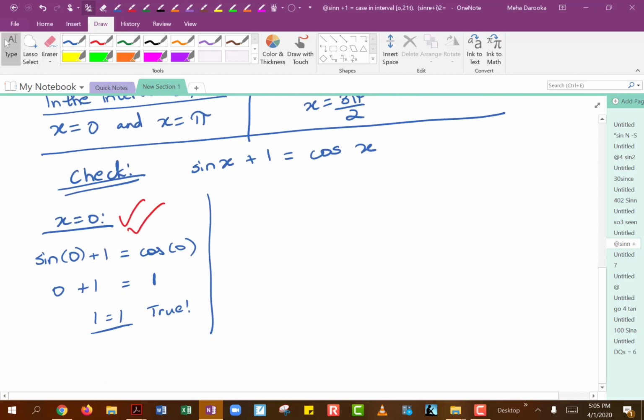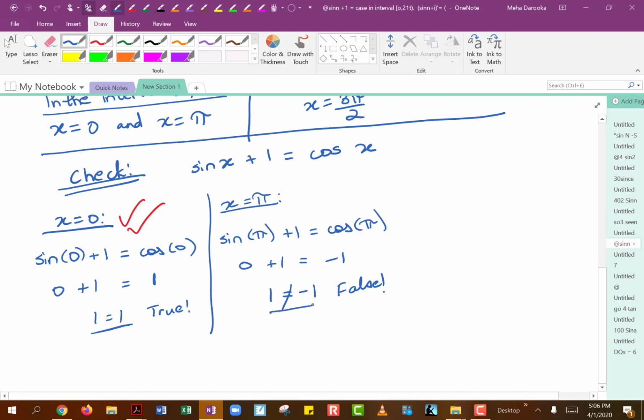Then my next one was x equals pi. Alright, so let's check for this guy. So that will be sine of pi plus 1 equals cosine of pi. So again, we know sine of pi is at the 180-degree angle. So in this case, your sine of pi will be 0 plus 1. But now, cosine of pi is actually going to be -1. So you are getting +1 equals -1. And we know that's not true. We are getting a false statement here, which means we cannot use x equals pi as part of our solution set.